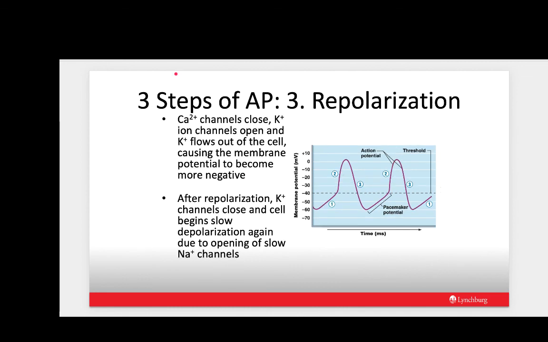And then our third step is going to be repolarization. So at this point, what we're going to see is calcium channels are going to close and potassium channels are going to open. Okay, so we're going to have a repolarization. Potassium is going to efflux out of the cell, so we're going to be losing positively charged potassium ions, and that's going to end up restoring our negative membrane potential. Okay, so membrane potential is going to become more negative because we have potassium leaving the cell.